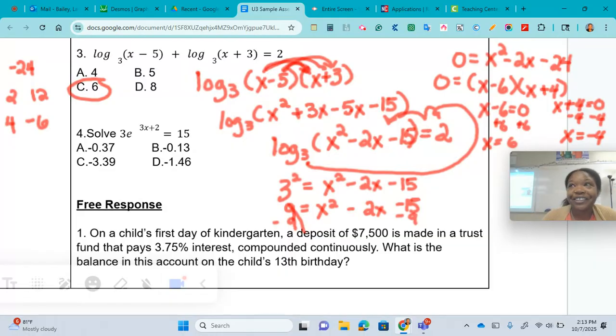Y'all see how much work? But y'all could do it.